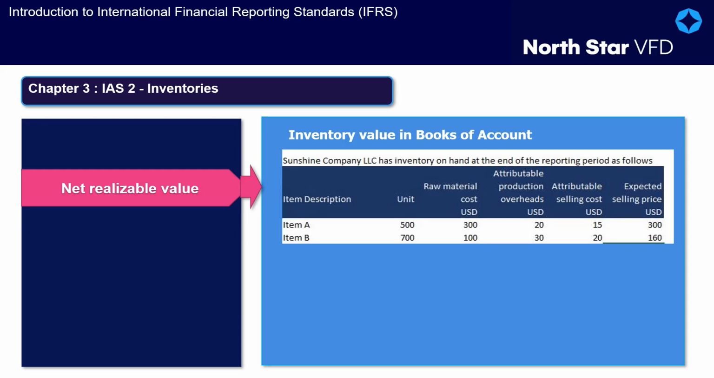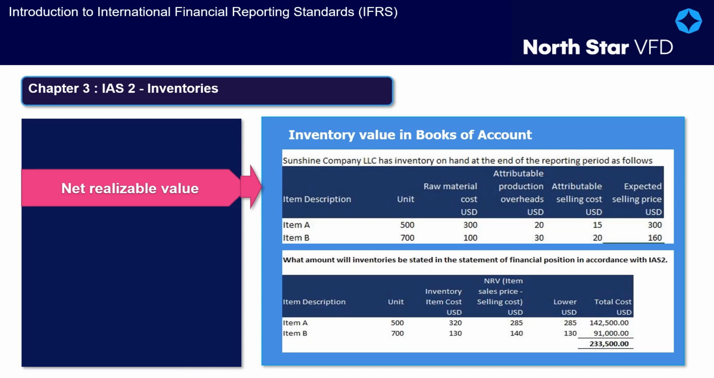On the screen you can see data of inventory in the hands of Messrs. Sunshine Company at the end of the reporting period. You can see the item per unit cost, that is raw material cost plus overhead cost, cost to sell and sales price, etc., given for item A and item B. Please find what inventory value Messrs. Sunshine Company should present in its balance sheet at the end of the reporting period.